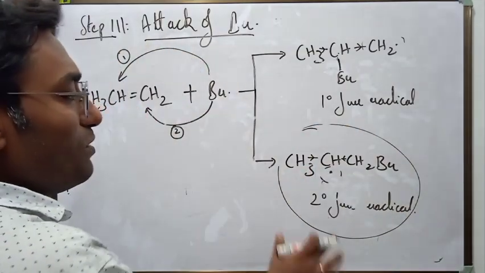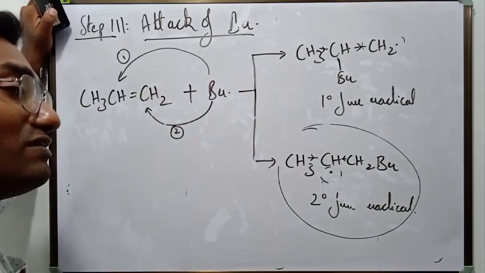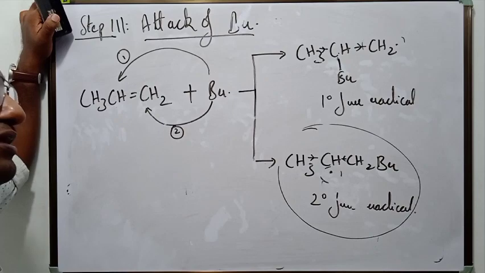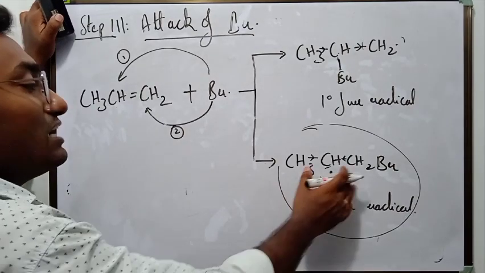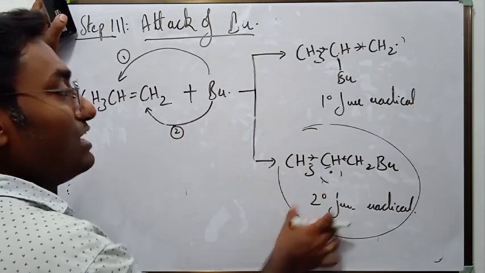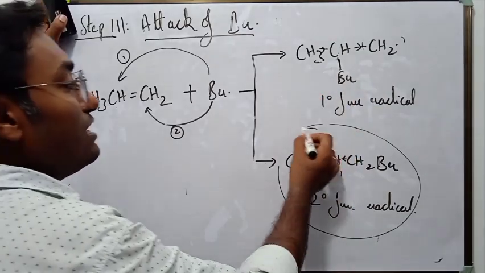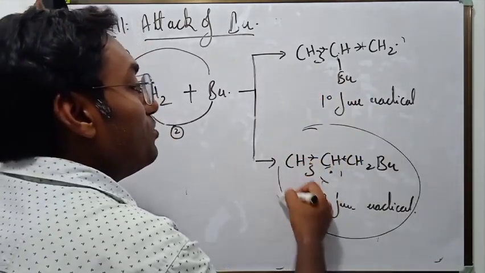Secondary free radical is more stable, and that which is more stable, its formation is favored more. That is, the formation of secondary free radical is much favored than the formation of the primary free radical. Therefore, secondary free radical will be formed in more quantities.